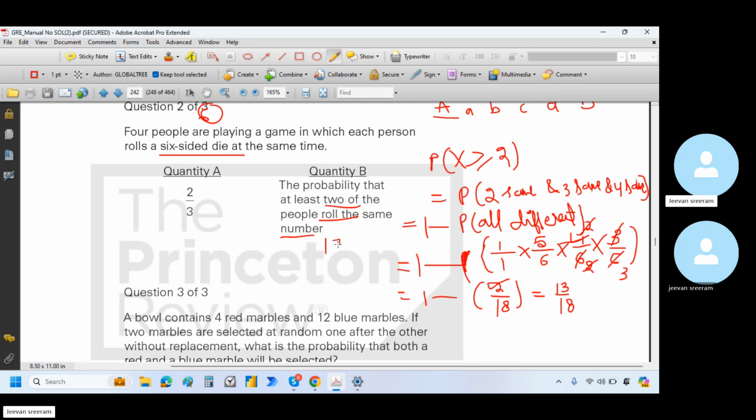This is actually 13 by 18. To compare quickly, let's multiply with 6. So this is in fact 12 by 18. This is 12 by 18 and this is 13 by 18. Which is greater? B is greater.